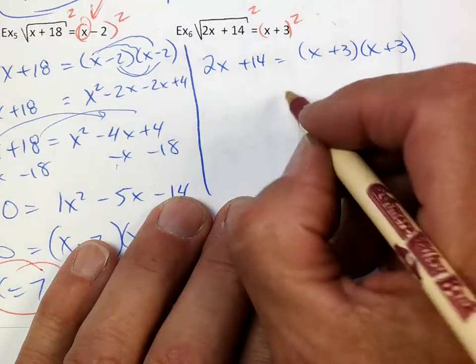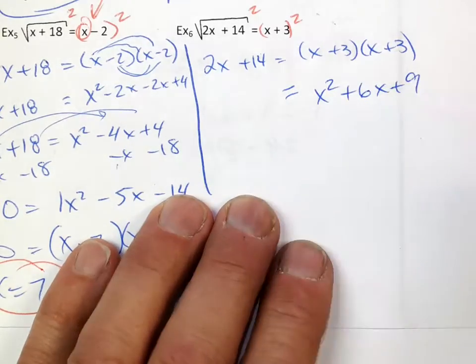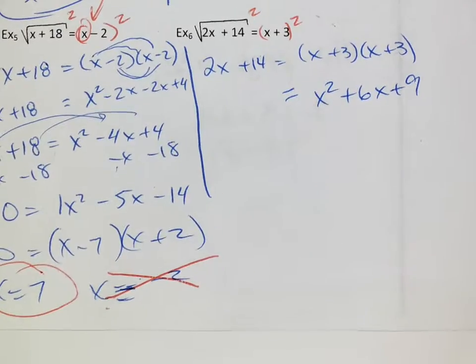You guys should agree this is x squared plus 6x plus 9. You can do that in your head. Everybody can do that in your head, right? You guys agree? I've been doing that all year. You can foil this in your head, right?